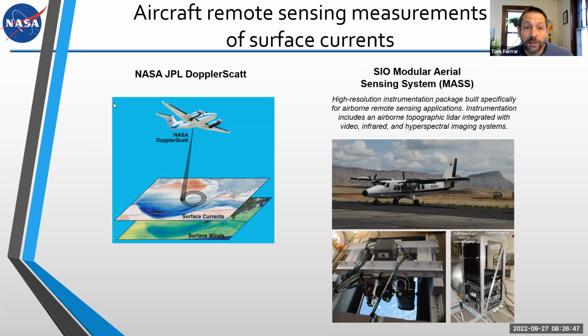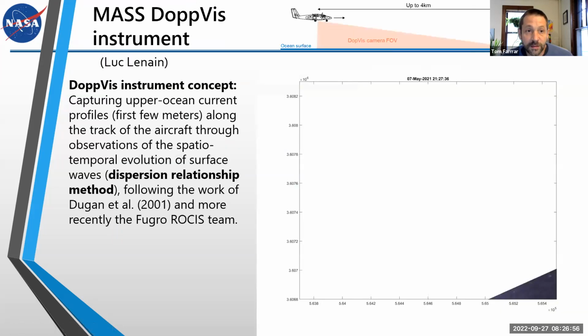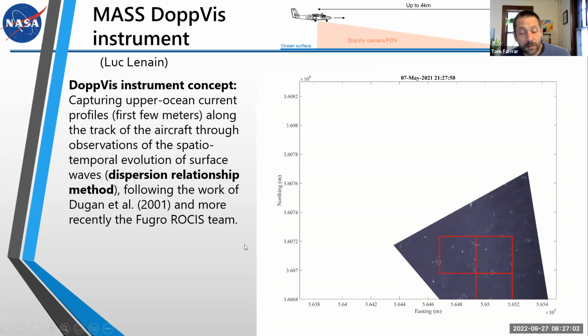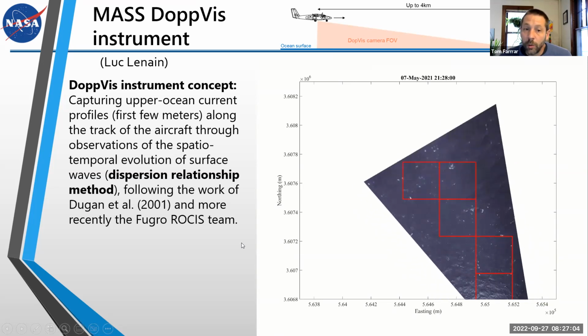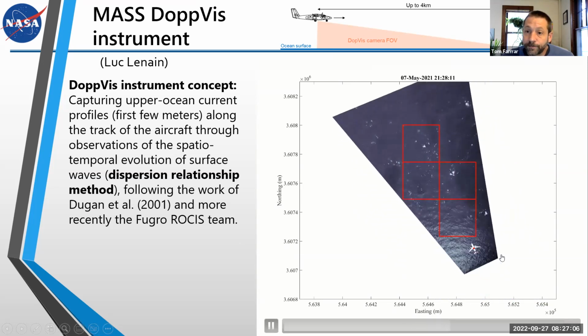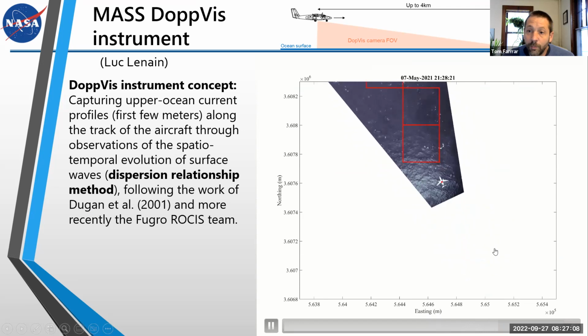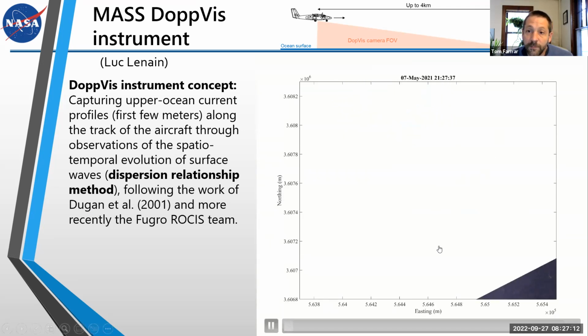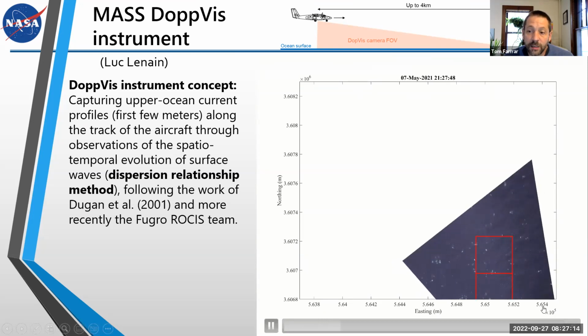So we'll see some data from Doppler scat in a moment. I also want to describe MASS and the .viz system that's part of that. Luc Lenane has been working on this. What we're seeing here is a visible image of the sea surface taken by MASS.